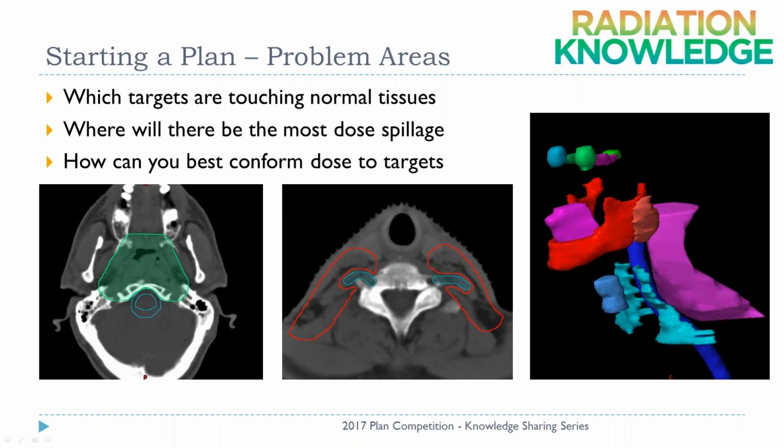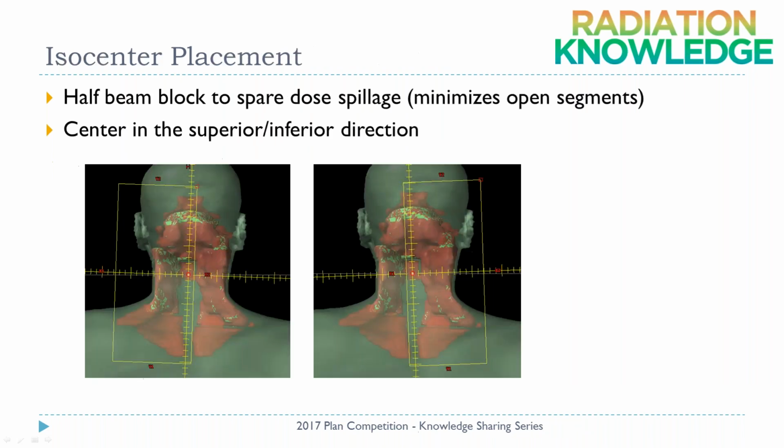And you can also look at where there's going to be a lot of dose spillage. So in order to treat a target by not treating a normal tissue, the dose has to come in from somewhere. And so you try to smartly shape that to just get the best coverage possible while sparing as much tissue as possible. And so how can you best conform the dose to targets is a lot done by the beam arrangement and the isocenter placement.